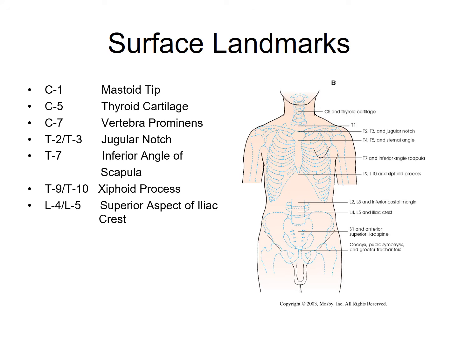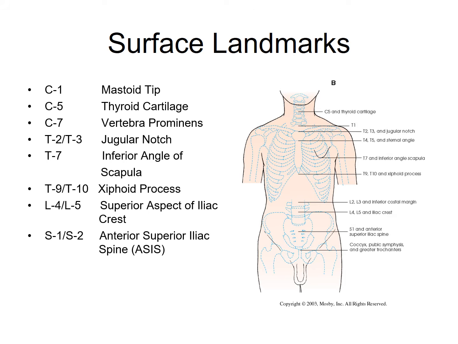L4, L5, the area where the 4th lumbar and 5th lumbar vertebrae are, is at the level of what we call the superior aspect of your iliac crest. Now that's a lot of terminology there. It's basically the top of your hip bone. If you feel the top of your pelvic bone, what we call your hip bones, that's your iliac crest, the superior aspect or top aspect of it. That's at L4, L5.